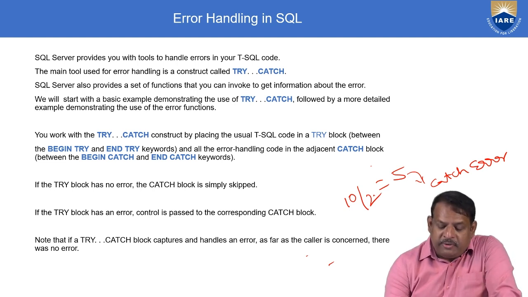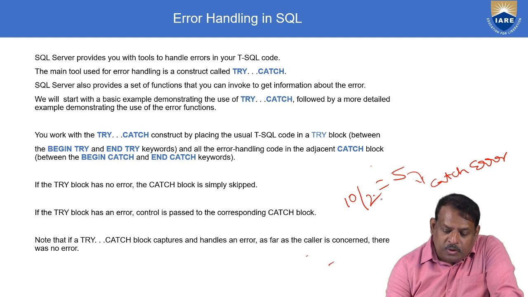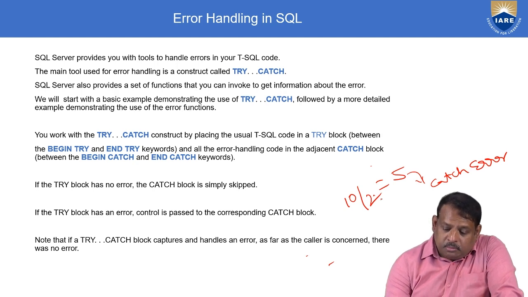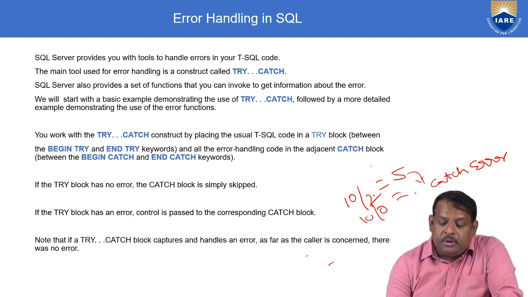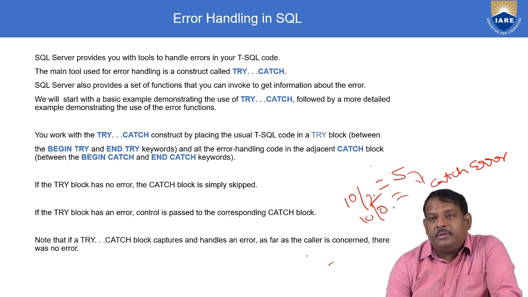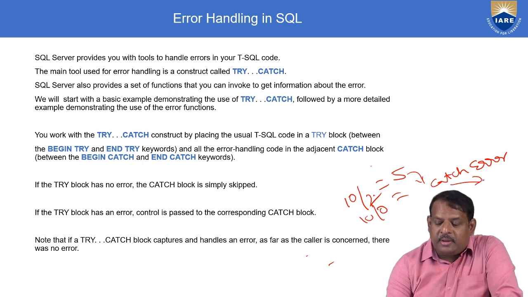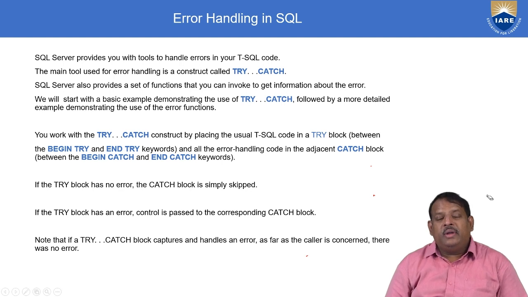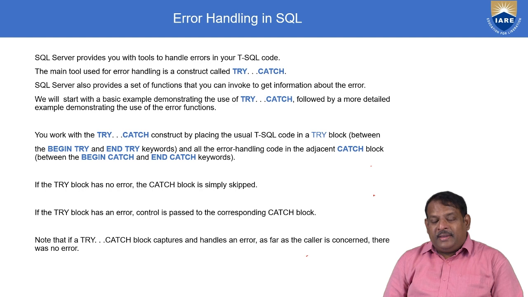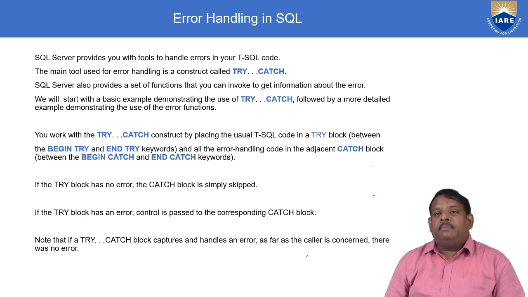If we try to divide 10 by 0, you're going to get an error: division by 0 is not allowed. Now it goes to the catch block. Catch block, again, is begin catch, end catch. If the try catch has no error, the catch block is simply skipped. If the try block has an error, control is passed to the corresponding catch block.